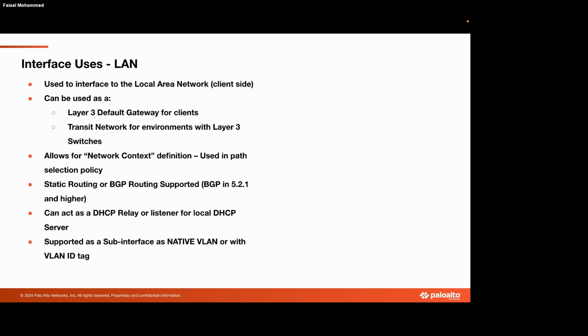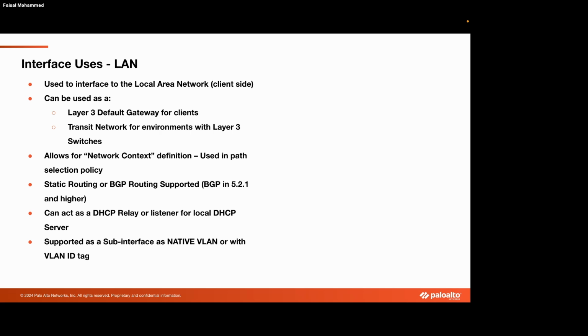Static routing or BGP routing is supported, and in a small branch, typically a static route is sufficient. But if you need to do BGP peering with your LAN switch, where you have a layer 3 switch which can do BGP peering, you can very well define a BGP peer and learn the routes from the branch.